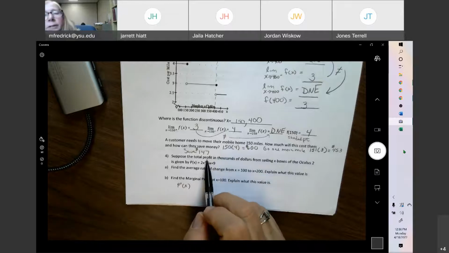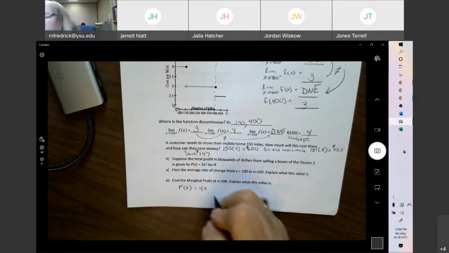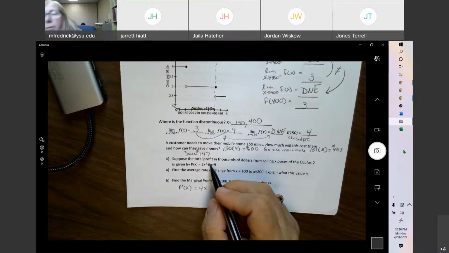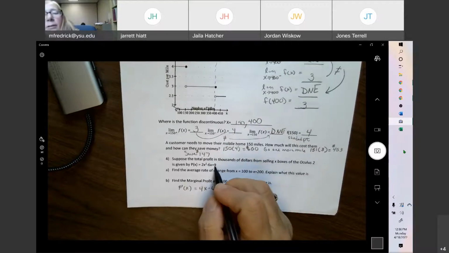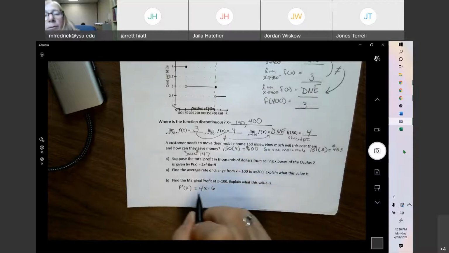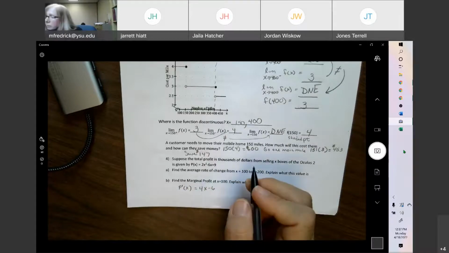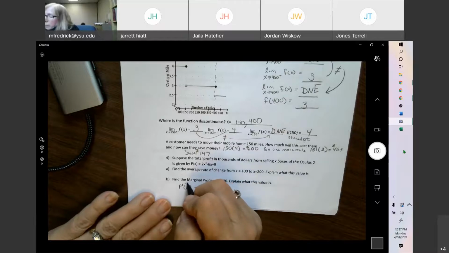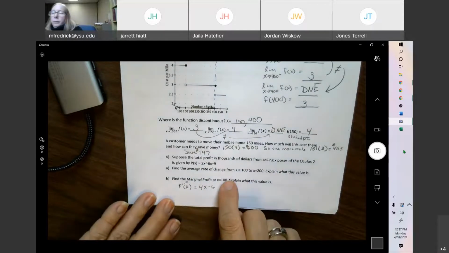So we take the derivative: 2 times 2 is 4, x to the first. 1 times a negative 6 is a negative 6, x to the 0 drops, and a constant is also 0. So this is marginal profit. And we want the marginal profit at 100.